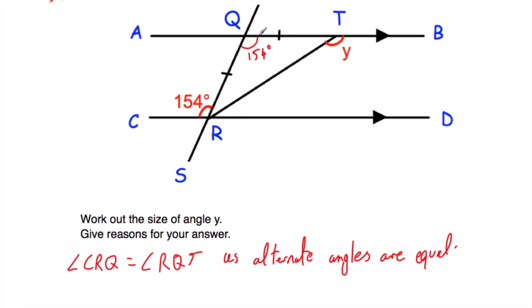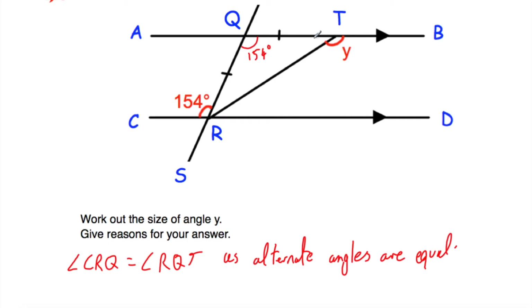So that angle is 154 degrees, because it's equal to that one. I've written down angle CRQ equals angle RQT, because alternate angles are equal to each other. Now we've got two little dashes, a dash here and a dash here. That means the line joining R and Q is the same length as the line joining Q and T. So triangle QRT is an isosceles triangle, as these two sides are the same length, and that means these two angles here and here will be the same size as each other.